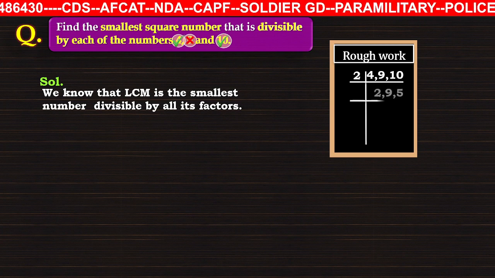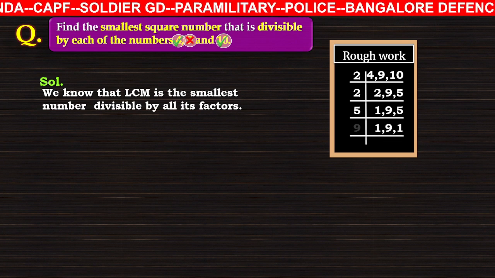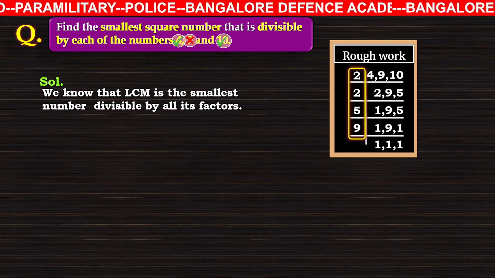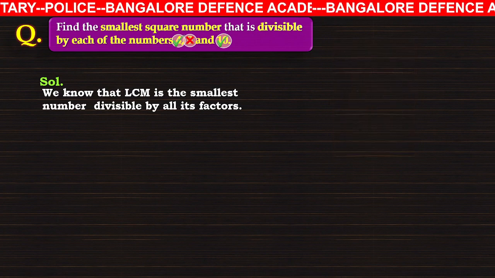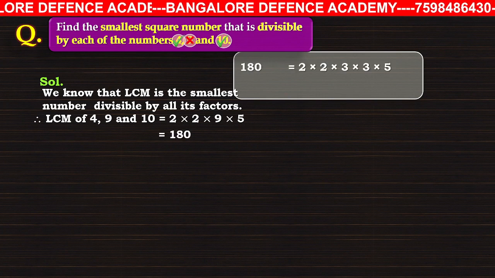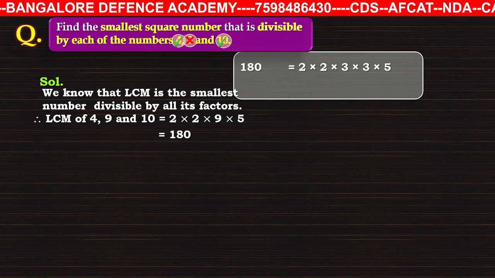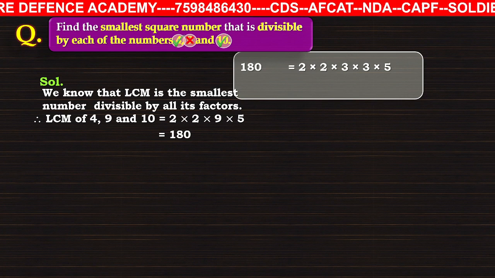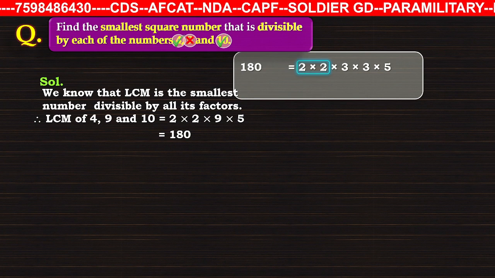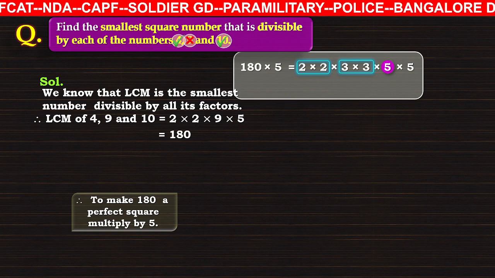So here you have 2, 9 and 5. Then you have 1, 9 and 5. Then you have 1, 9 and 1. And then finally you have 1. If you multiply all these numbers, that is 2 into 2 into 5 into 9, you get the LCM as 180. This 180 can be written in factors as 2 into 2 into 3 into 3 into 5. You can see every number has a pair except 5. So I'm going to multiply 5. This we have practiced in the previous video. Now this is 2, 3 and 5. So what do I have to multiply here? I have to multiply 5 on both sides.